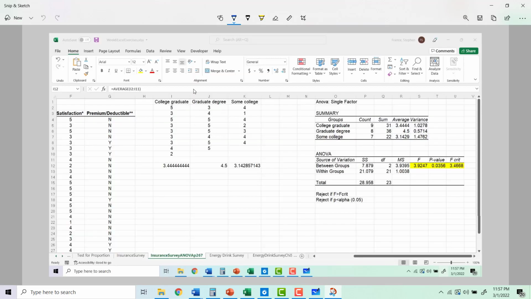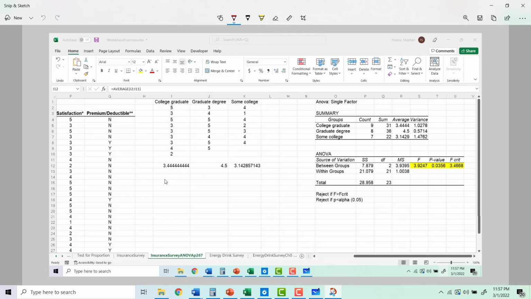Okay, so we have 3 groups: college graduate, graduate degree, and some college. And we have some sort of satisfaction rating for our service. I'm guessing it's some sort of insurance, given the words premium and deductible. We want to know if there's a difference in satisfaction between college graduates, graduate degrees, and some college.